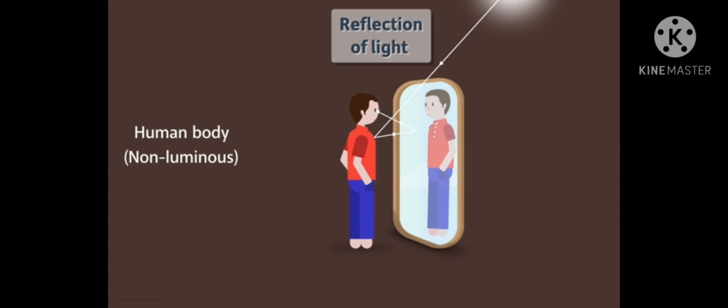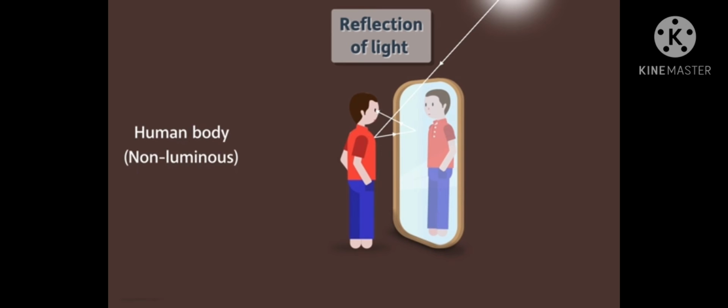If any object is kept in front of a mirror, it forms an image in the mirror. For example, if a table is kept in front of a mirror, here we can see in this picture, the table is in front of the mirror. The image of the table we can see in the mirror. That means if any object is kept in front of a mirror, it forms the image in the mirror. If we stand in front of the mirror, we can see our image in the mirror.